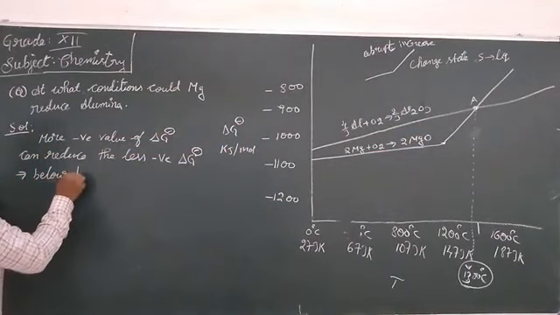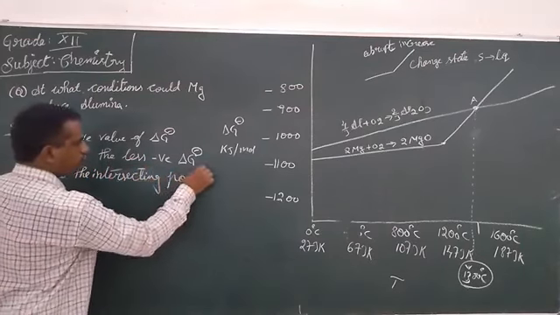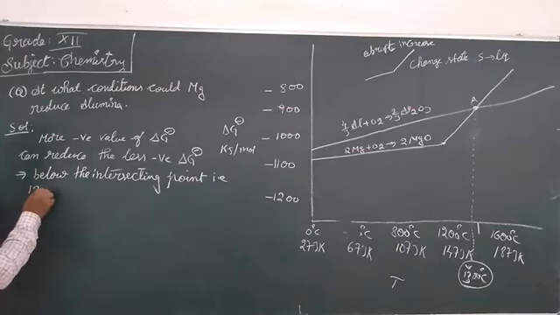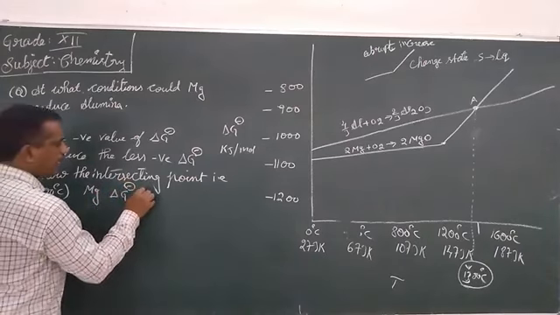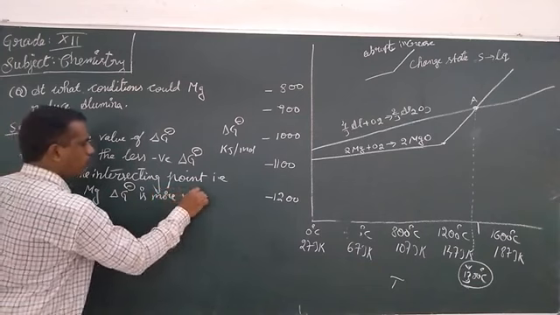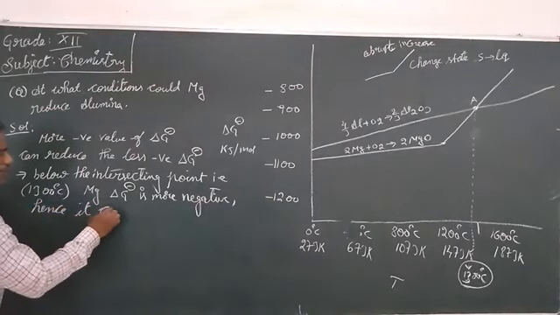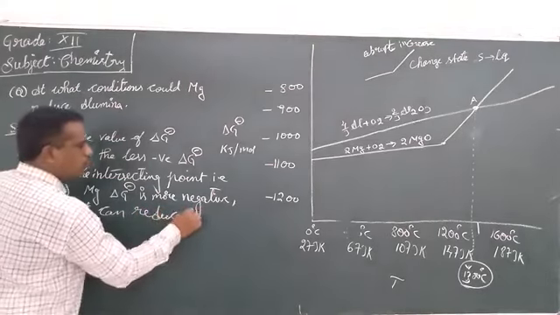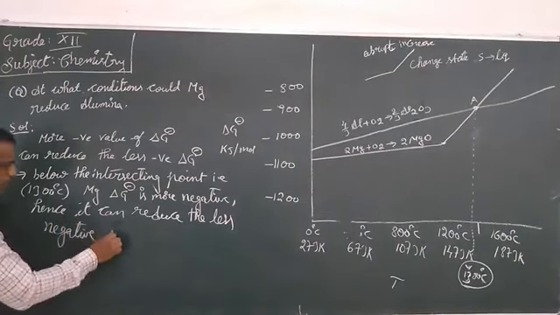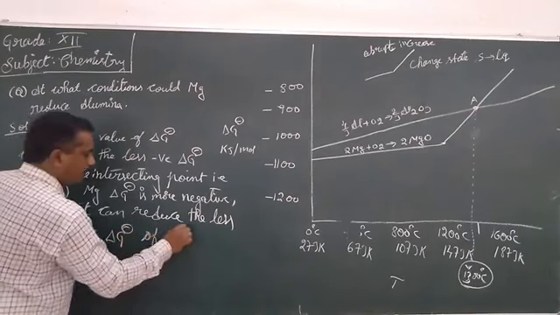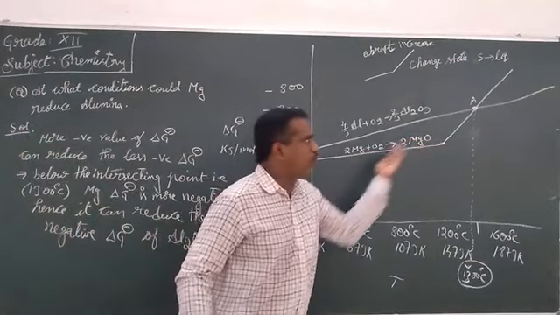Below the intersecting point, that is around 1300 degrees Celsius, magnesium's delta G is more negative. Hence, it can reduce the less negative delta G of alumina. Alumina means Al2O3. Below the intersecting line only can you do this.